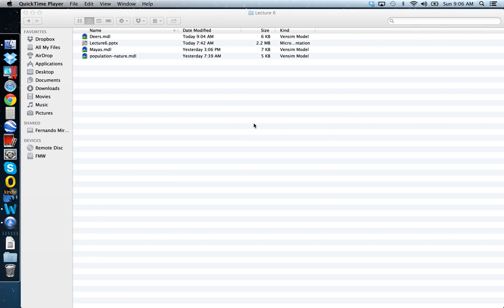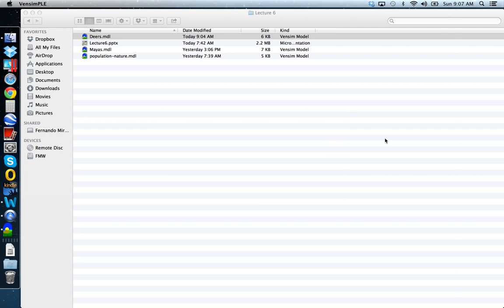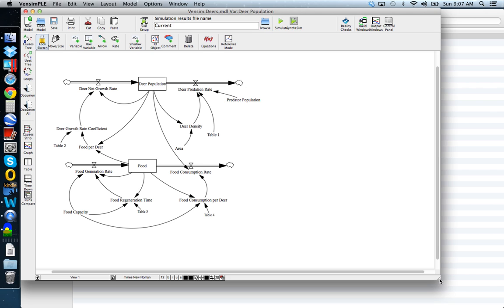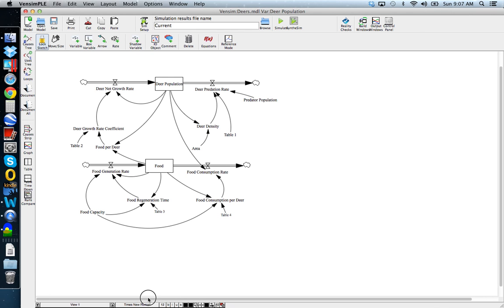Okay, so we're here in our lecture folder. I'm going to fire up VENSIM, and the first model I'm going to look at is the model of the Kaibab Plateau and the deer. So I'm going to open that in VENSIM. And let me max out this window so we can focus on it.